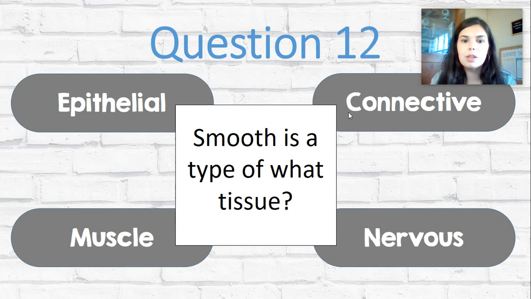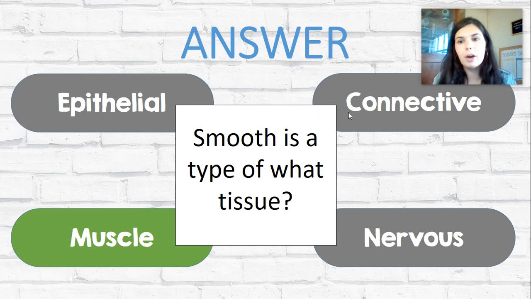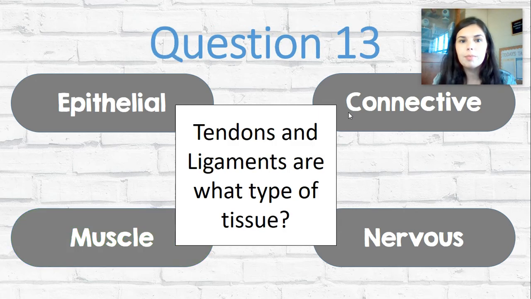Okay, smooth is a type of what tissue? Muscle tissue. Okay, we just talked about how there are three different types of muscle tissue. Smooth is one of them. Question 13. Tendons and ligaments are what type of tissue? Tendons and ligaments are considered what type of tissue?